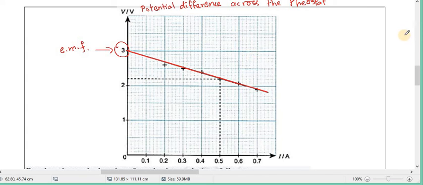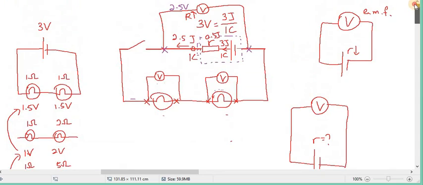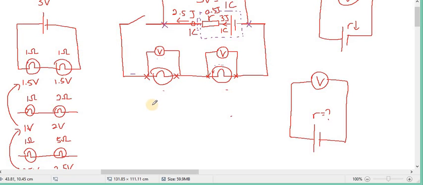Okay, you see, let's look at the basic concept. From the equation V equal IR, this is the total potential difference. Total potential difference must be equal to the electromotive force, right? All of the potential difference must be equal to the electromotive force.